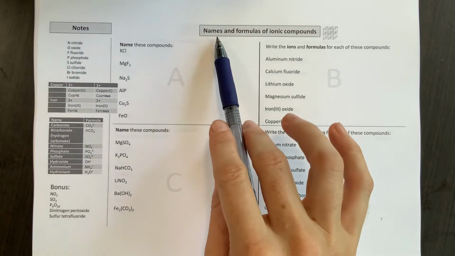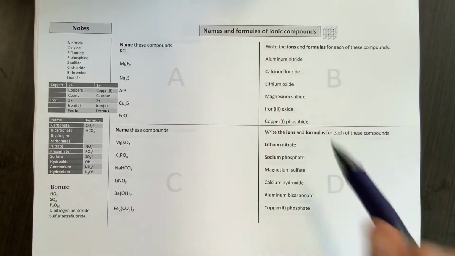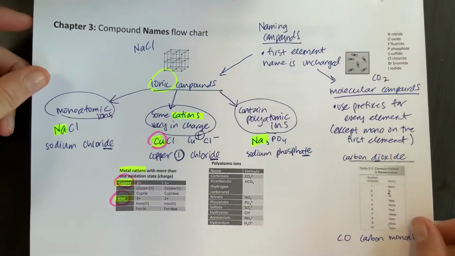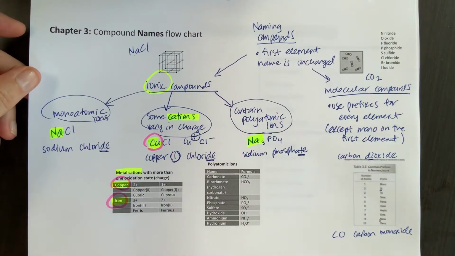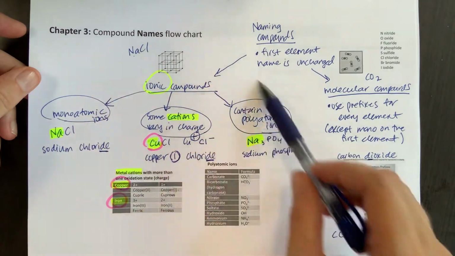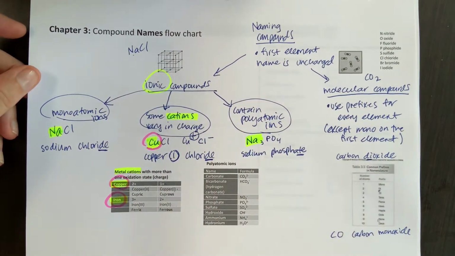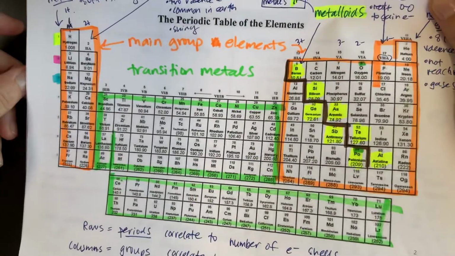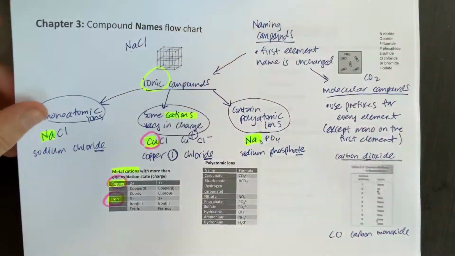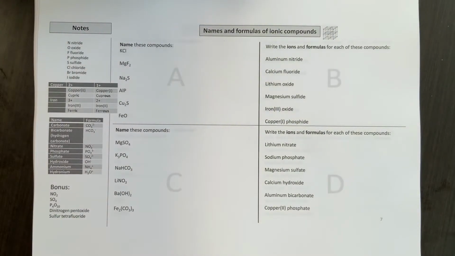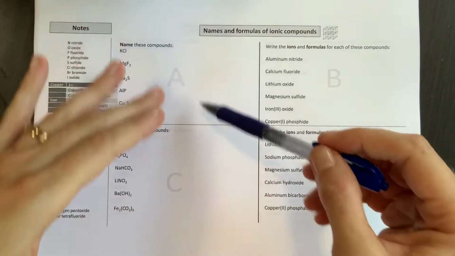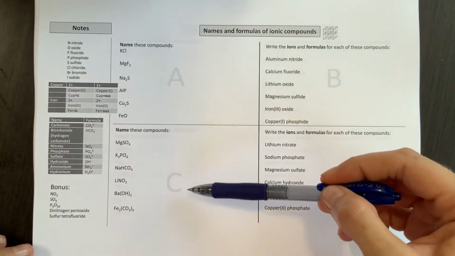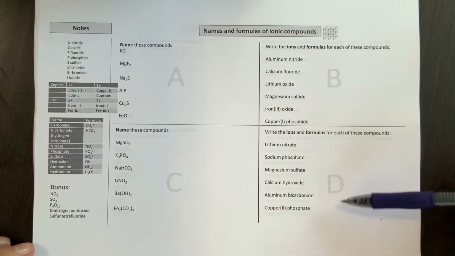We're going to work on names and formulas for ionic compounds now, and you want to have handy your naming rules. Specifically, we're focusing on ionic compounds, and then also have your periodic table handy so that you can look for charges on your ions. So we are going to, on this side of the page, work on naming, and it's going to get harder, and then over here, ions and formulas.